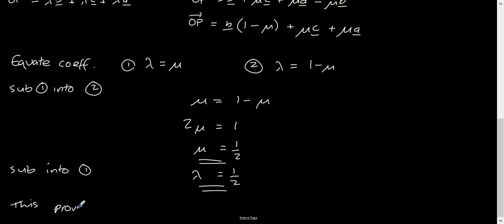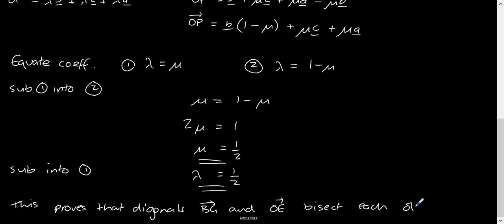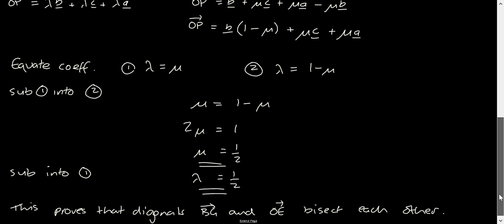this proves that the diagonals BG and OE bisect each other. Now, it's a tricky question.